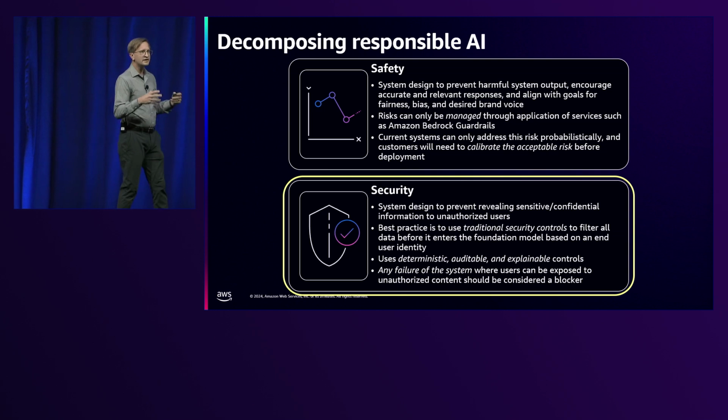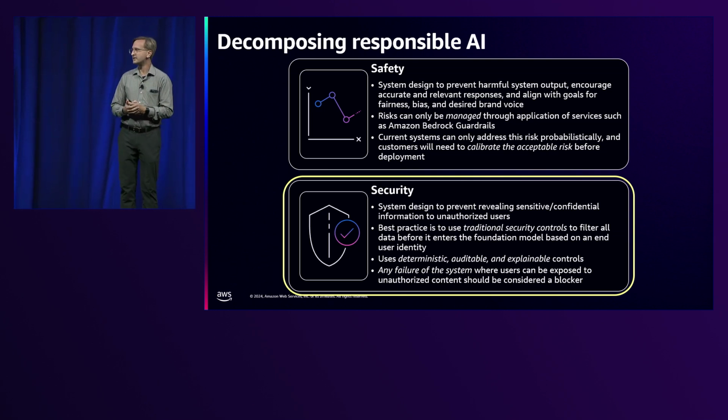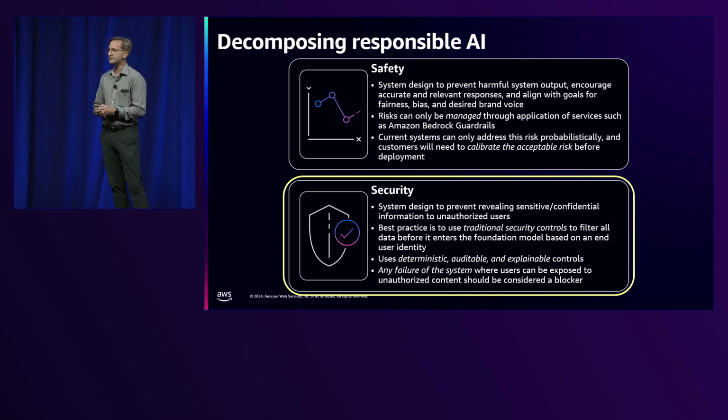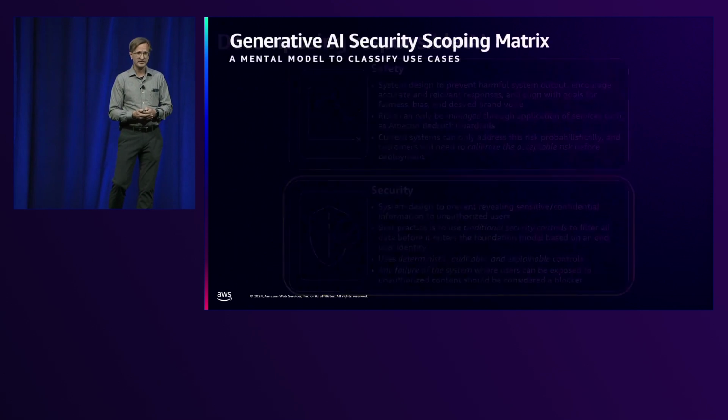And today, we're really going to be focusing on that second topic, security. And how can we help you build secure systems that use generative AI services on AWS? And more importantly, what features in AWS enable you to get those secure outcomes?